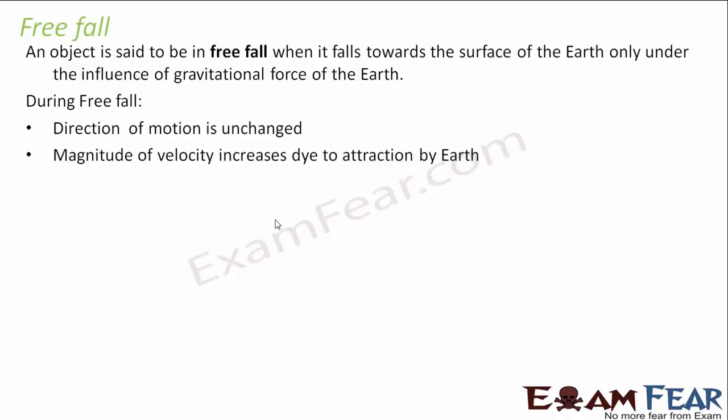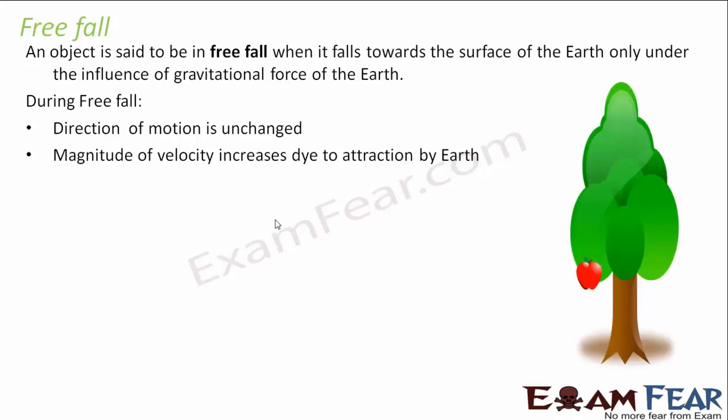Magnitude of velocity increases due to attraction by the earth. Since the earth is attracting that object, the object tends to move faster towards the ground. So therefore its velocity actually increases. That means there is an acceleration of an object which is under free fall. So a free falling object has an acceleration. And who is responsible for that acceleration? Gravitational pull of the earth. So that is why this acceleration of an object which is falling freely is known as acceleration due to gravity. So under free fall, we are basically going to talk about acceleration due to gravity.